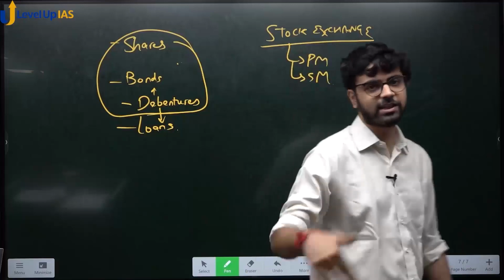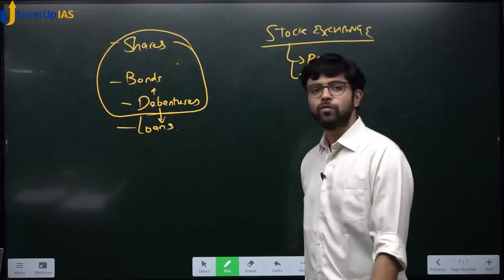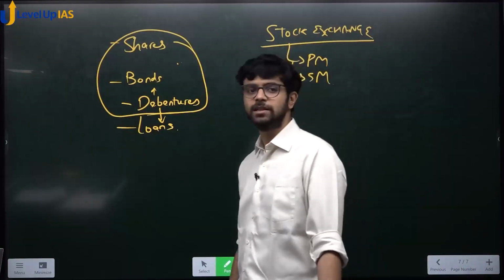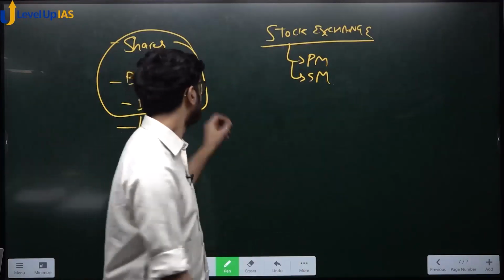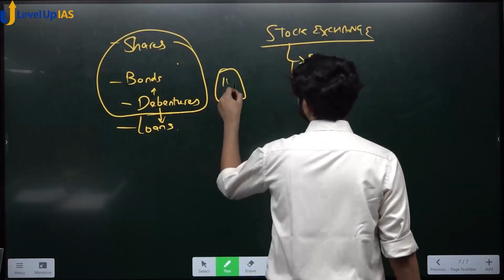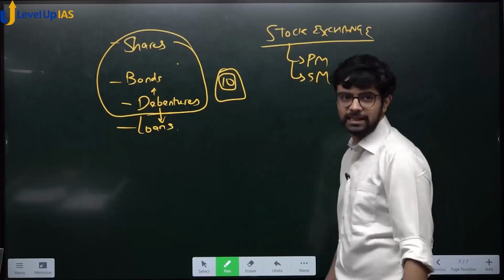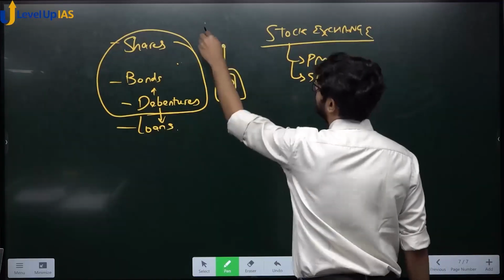Now comes a very next layer. At what price did we sell the share in the initial offering? 10 rupees. I hope you remember this, 10 rupees. Now this 10 is called the face value.